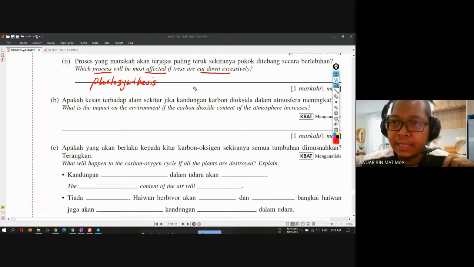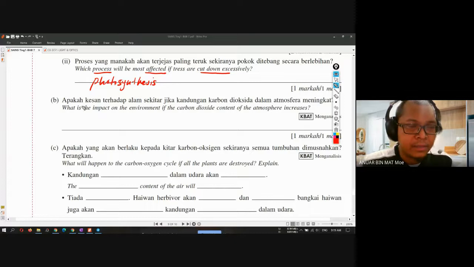Only the green plant can use carbon dioxide, and then it will produce oxygen, and this oxygen is used by us for respiration, for combustion, and for decomposition. These all use oxygen, but oxygen can only be produced by photosynthesis by the green plant. That's why, if the trees are cut down excessively, the process of photosynthesis decreases, and at the same time the production of oxygen also decreases.